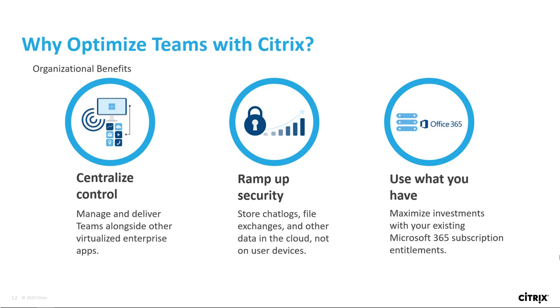So why optimize Teams with Citrix? Well, Citrix is the only vendor today that optimizes Teams for virtual instances, which provides organizational benefits, including centralized control, so you can manage and deliver Teams alongside your existing virtualized apps or desktops. It provides security, so you can store chat logs, file exchanges, and other data in the cloud and not on the endpoint hosting Teams. And existing Microsoft and Citrix customers can maximize the current investment. Teams is part of Microsoft 365, so you can utilize what you already have and deploy it through Citrix.